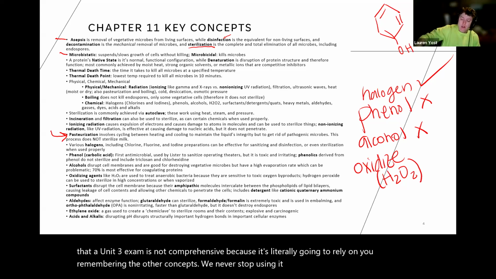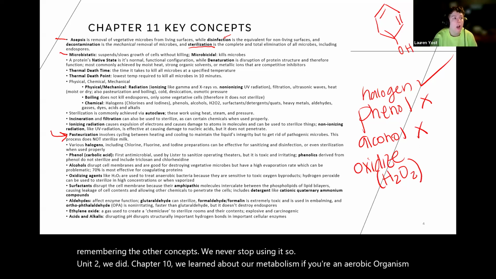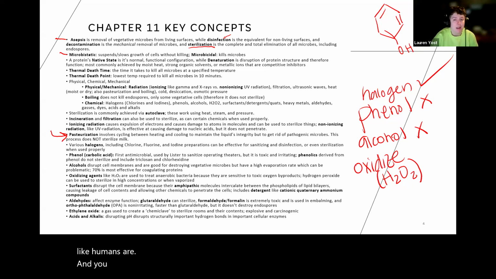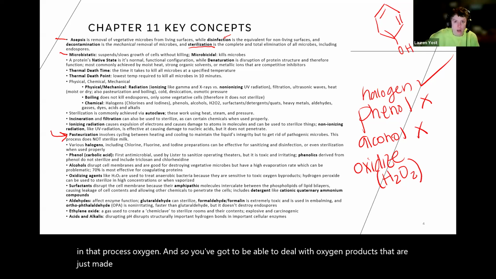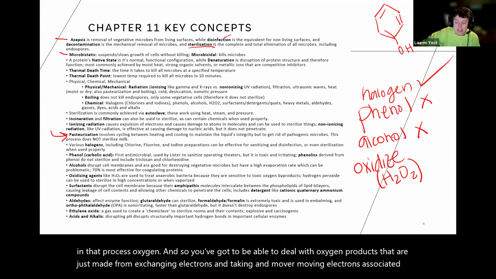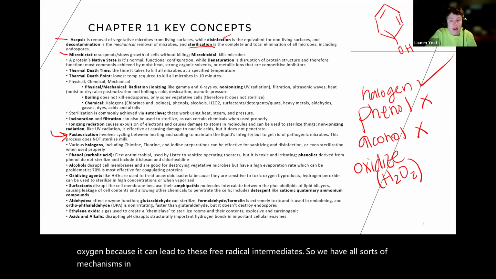So Unit 2, we did chapter 10, we learned about our metabolism. If you're an aerobic organism like humans are, then you rely on making your ATP through aerobic respiration, and your final electron acceptor in that process is oxygen. And so you've got to be able to deal with oxygen products that are just made from exchanging electrons and taking and removing electrons associated with oxygen, because it can lead to these free radical intermediates. So we have all sorts of mechanisms in place to deal with that.